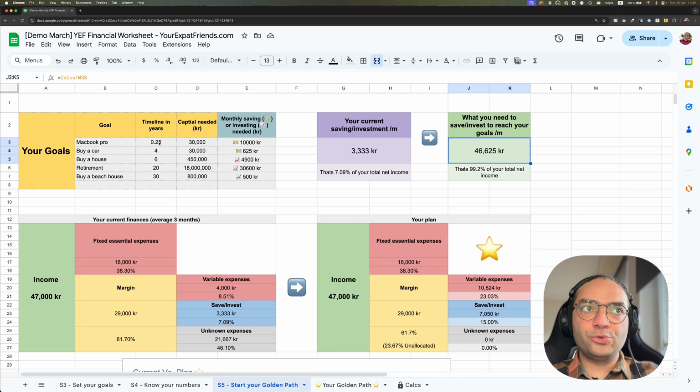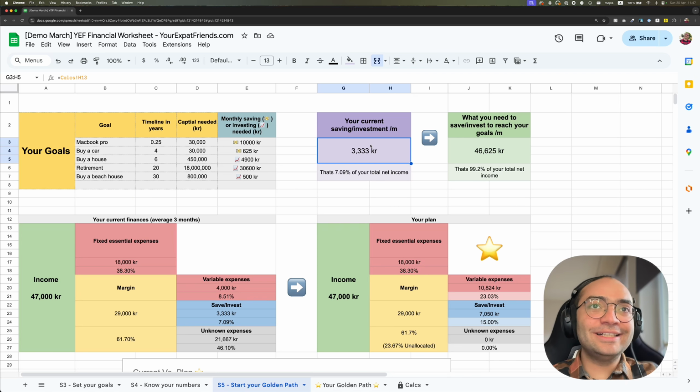Obviously, as soon as you reach one of these goals, that would go away and that money would not be saved anymore. But that's a different discussion. That roughly tells you, okay, starting next month, how much money do I need to start saving or investing depending on the time horizon of the goal. And then on the left-hand side, the purple one, you are seeing how much you are currently saving or investing based on the Know Your Numbers table.